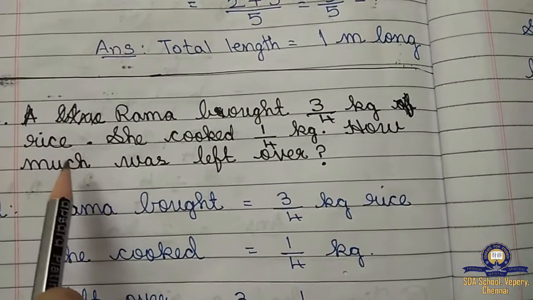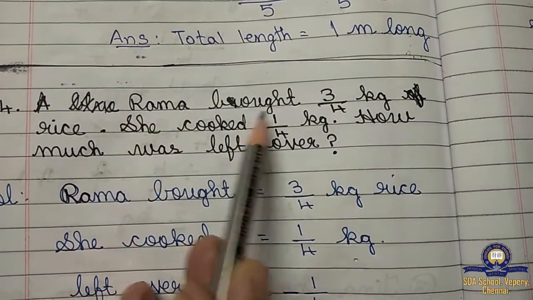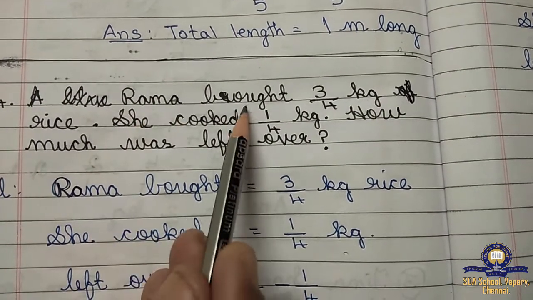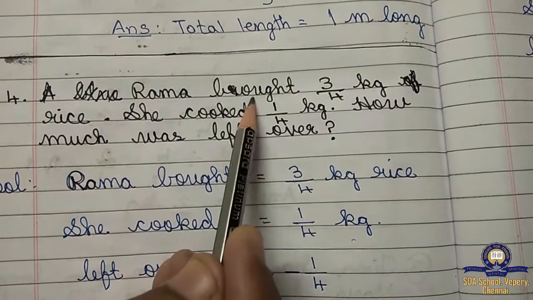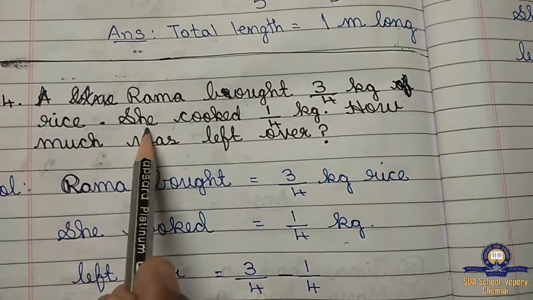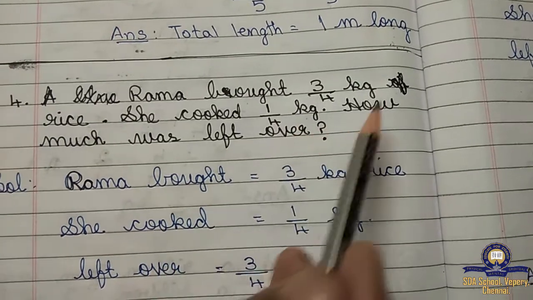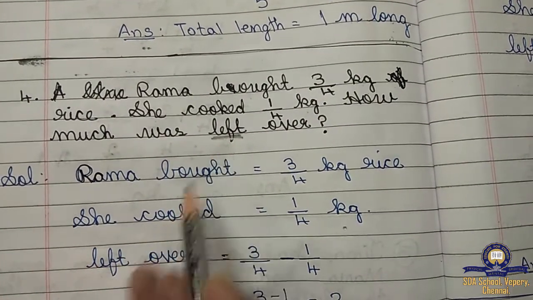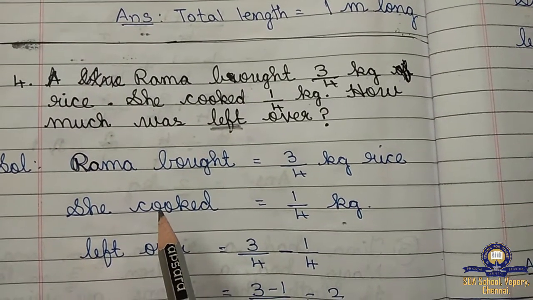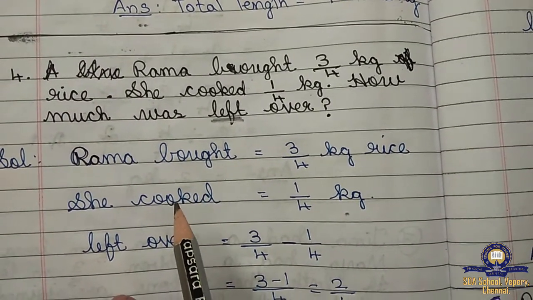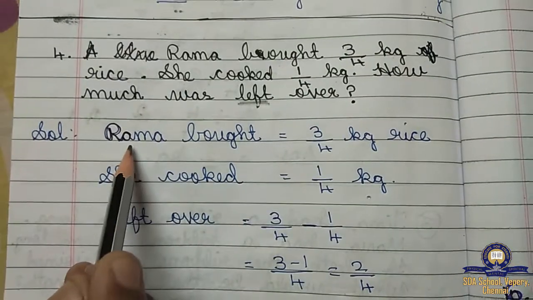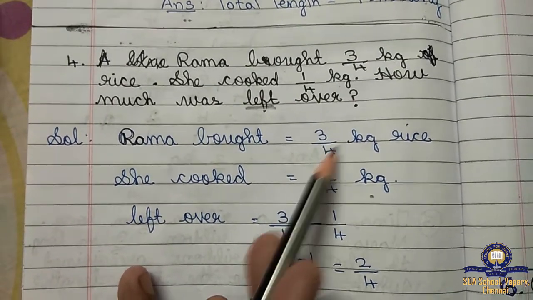Okay. We'll move on to the fourth sum. Rama bought 3 by 4 kg rice. She cooked 1 by 4 kg. How much was left over? See here, left is there. Left means what, children? Subtract. Left means subtraction. Okay children?